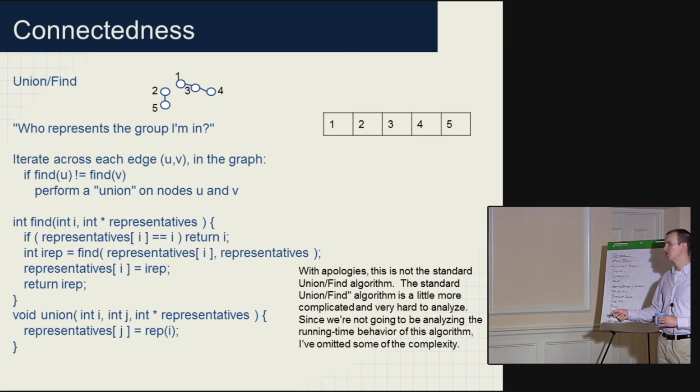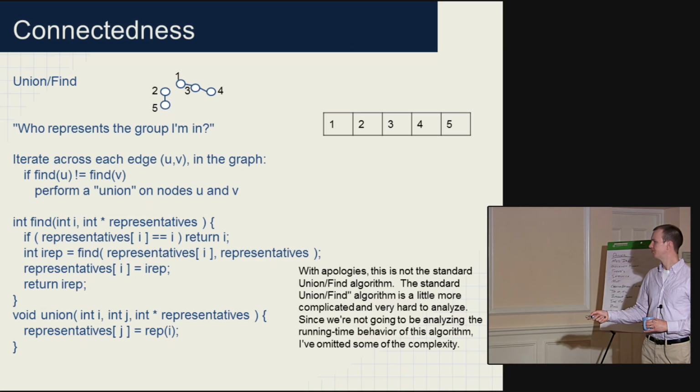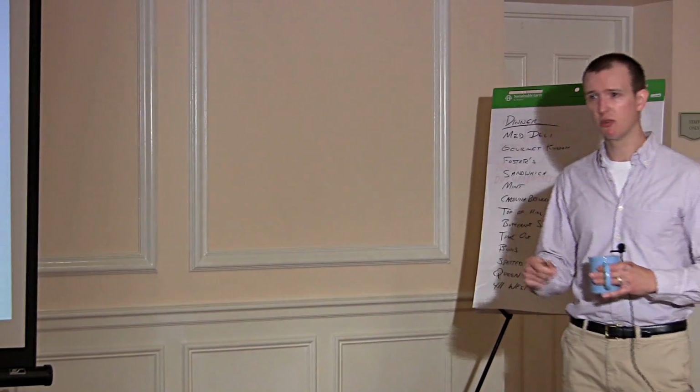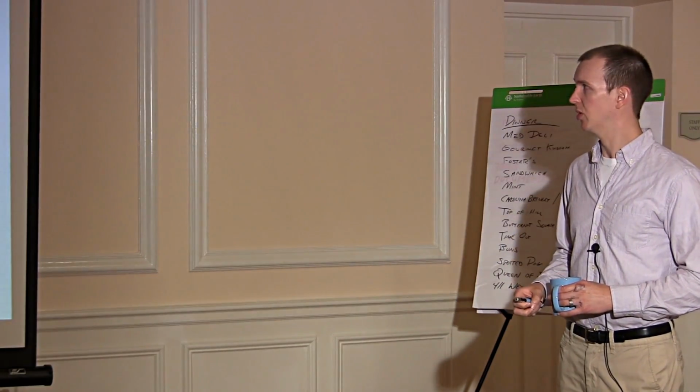The union subroutine is given vertex indices i and j, and then there's a representative set. Go ahead and set the representative for j to be the representative for i. I just did a little shorthand here because I was running out of space when I was preparing this. There's no extra function rep i. Or maybe this is supposed to be find. That's what I did. This is supposed to be find. Okay, so this is not perfectly the union find algorithm. There are a few more subtleties to it, but it's mostly there.